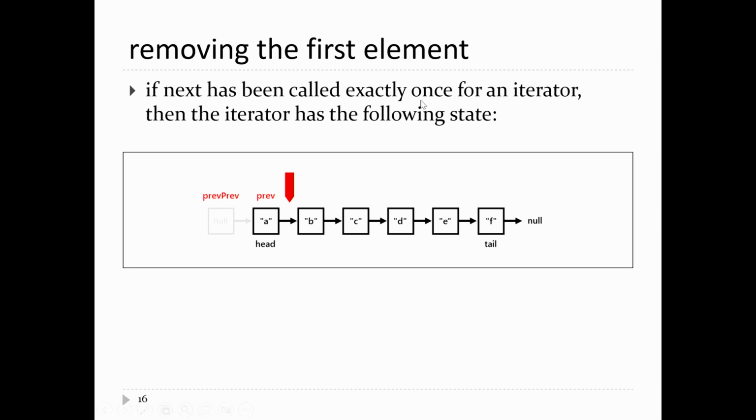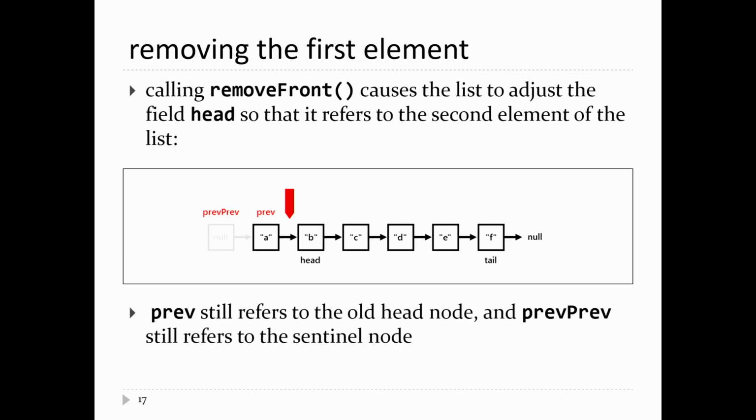So if next has been called exactly once for an iterator, then the iterator has the following state. In other words, if you're at the front of the list with the iterator and you call next, previous now points at the head node, previous.previous points at the sentinel node. Calling removeFront on the list causes the list to adjust the head node. So if I try to remove this node using removeFront, then the linked list changes the head node so that it points at the next node in the sequence.